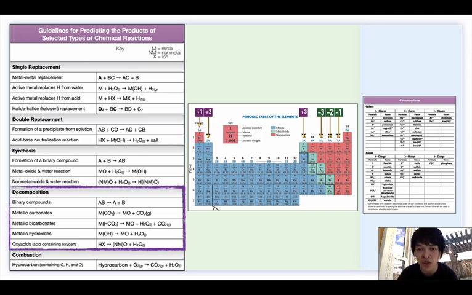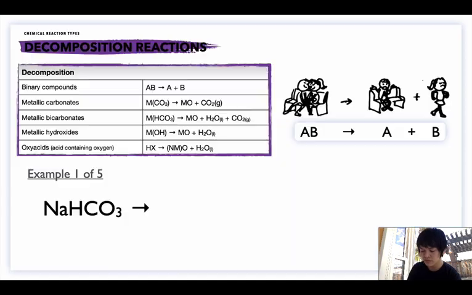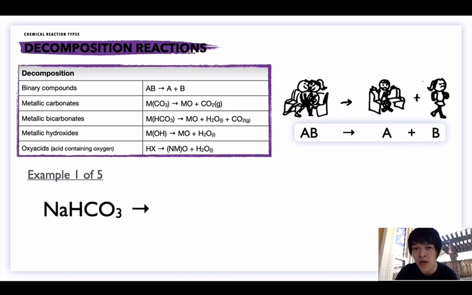We're also going to need to know very well the charges of ions, so the positive charges and the negative charges. If you know them, then these problems are going to be quite simple. Here's our first type of decomposition reaction, but let's go ahead and take a look on the top right first.